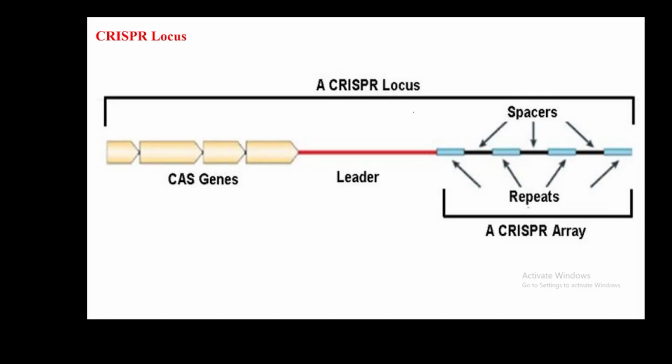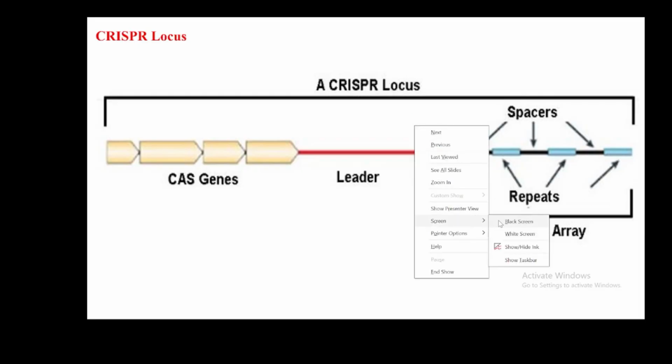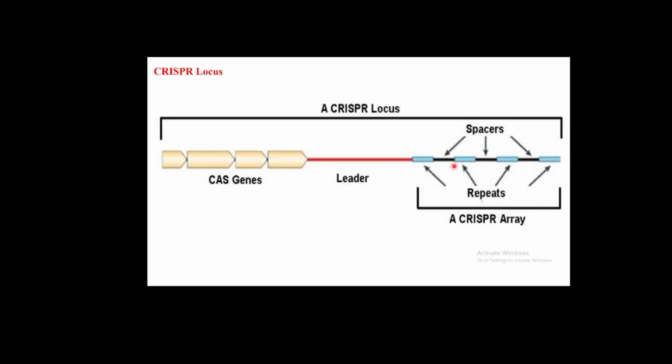So these are the palindromic repeats. These are the spacer molecules, which are nothing but the viral genetic material, and then there are the Cas genes. One gene is CSN1, then Cas1 and Cas2, and then Cas9. The whole of this structure makes the CRISPR locus.